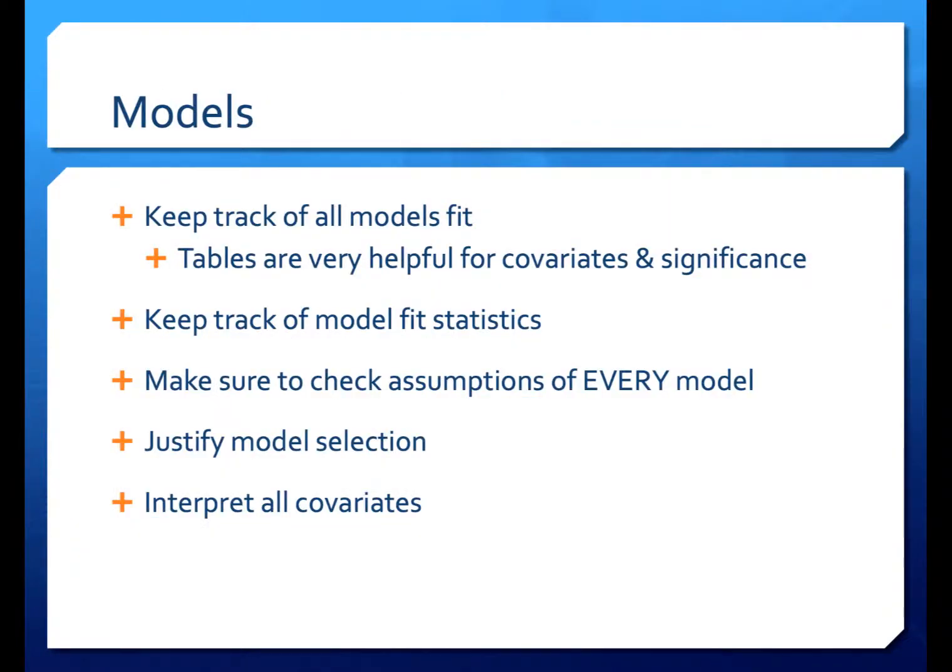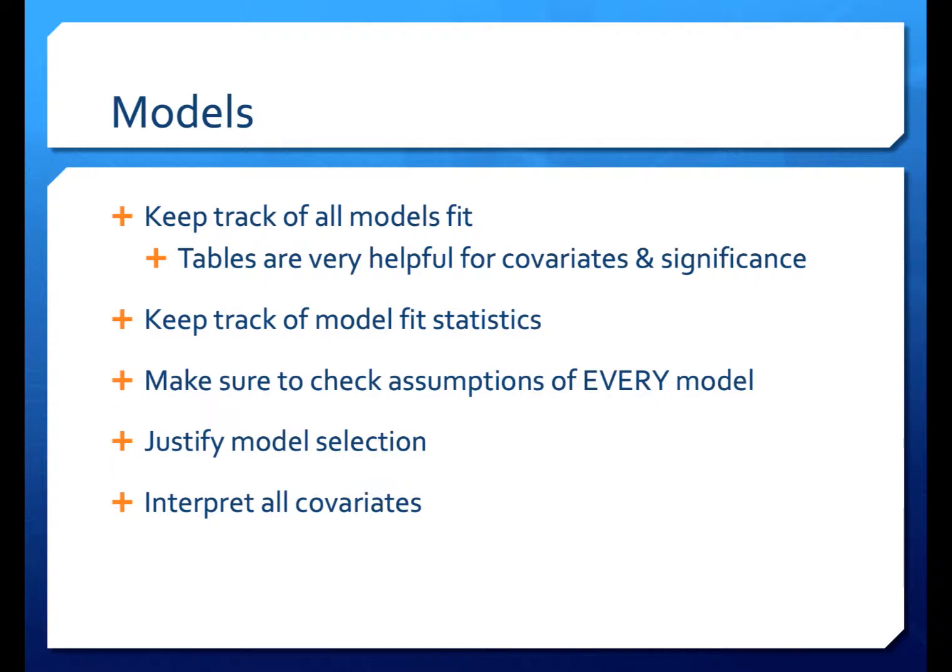Then keep track of all the models fit. Tables are very helpful in keeping track of fit statistics. Make sure to check your assumptions of every model. Anytime you change covariates, you need to recheck your model assumptions. Justify your model selection. So if you're using adjusted R-squared, AIC, BIC, log likelihood, whatever, if you're doing direct model tests, just make sure that you keep track of that so you can justify the model.